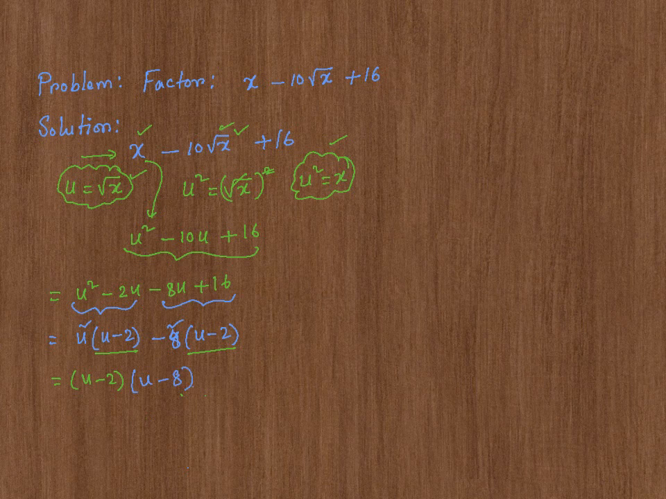Now please note that there is no u actually in this problem. We just made it up, right? So we need to put back whatever the actual value for u is. u is square root of x, so square root of x, then minus 2. So for this u I put square root of x. Now for this u I'm going to put square root of x and then minus 8. So if we factor this, we are going to get square root of x minus 2 times square root of x minus 8.